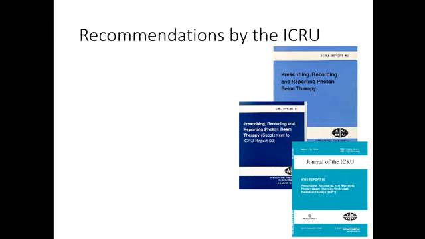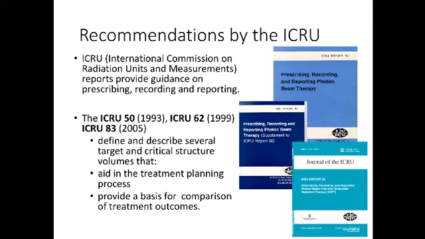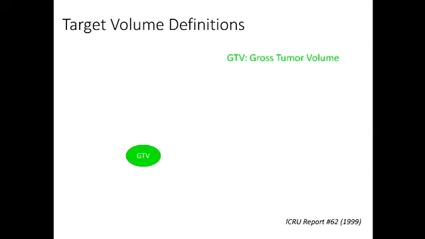In these videos, I'm going to be making reference to these reports by the ICRU, these recommendations. ICRU is the International Commission on Radiation Units and Measurement, and in these reports, they're providing guidance on prescribing, recording, and reporting dose. There are three main reports spanning the decades, the most recent one being 83 from 2005. They define and describe several structures that are important. This aids in the treatment planning process, and it provides a basis for comparing treatment outcomes. So it's the standards for these types of things.